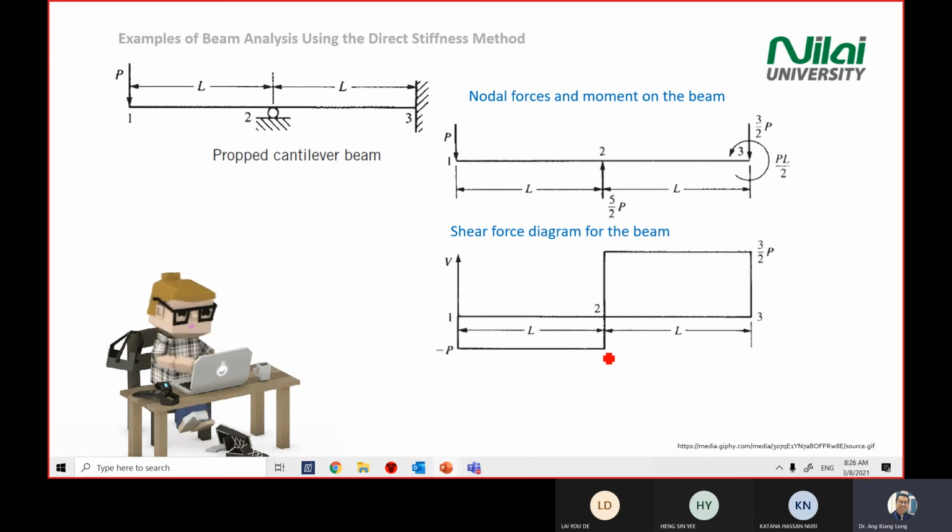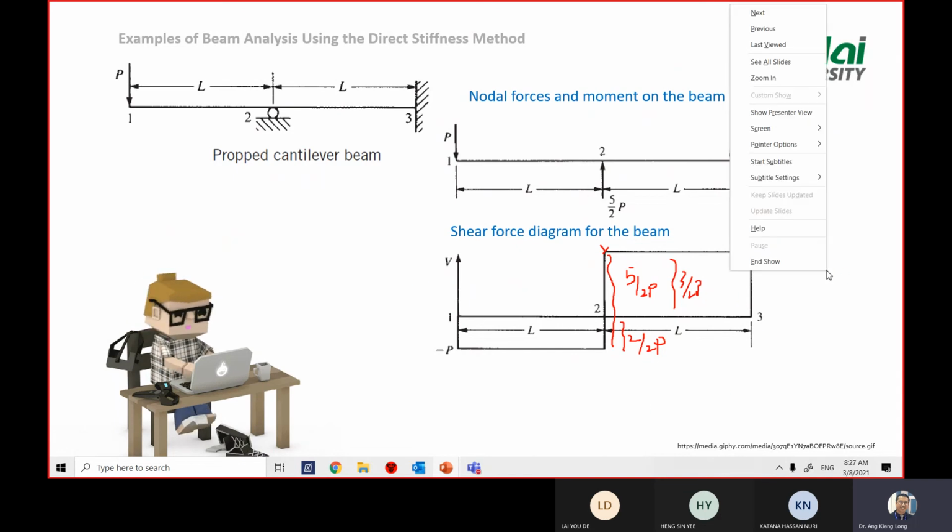And then it will continue until point number 2. You have a 5 over 2P here, so it will go up. This magnitude will be 5 over 2P. So you already have a negative P here, which means that you will have 2 over 2P at this portion. So you have a remaining of 3 over 2P going up here. So you draw until 3 over 2P, and then you draw a straight line and then close the loop. This is a shear force diagram for beam.